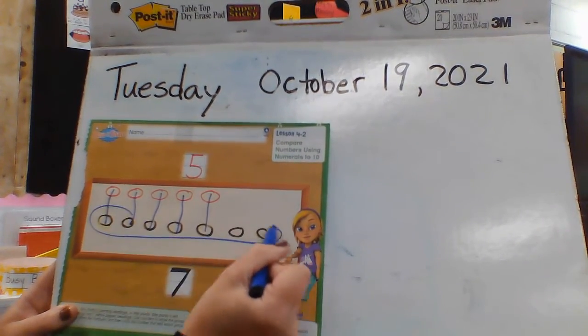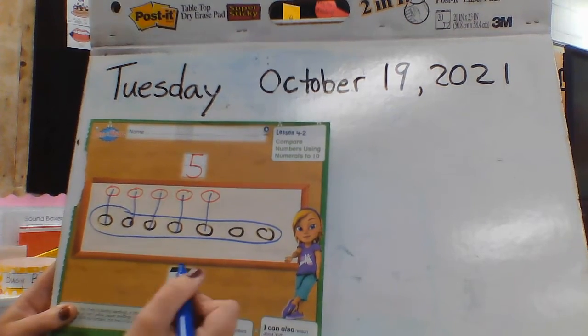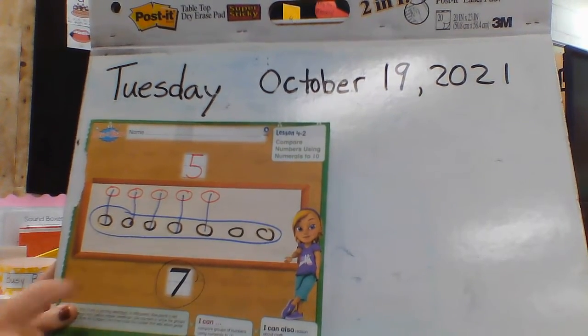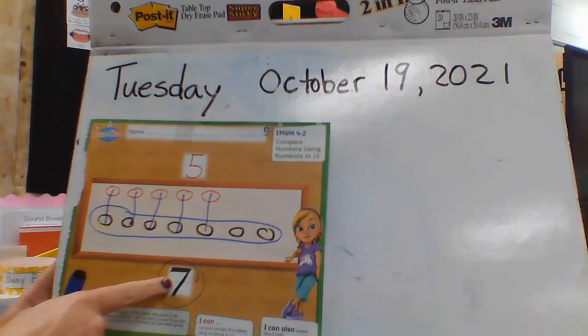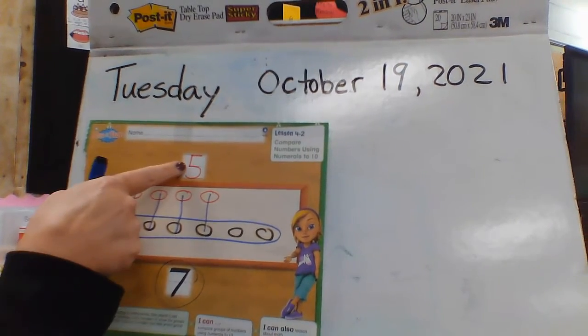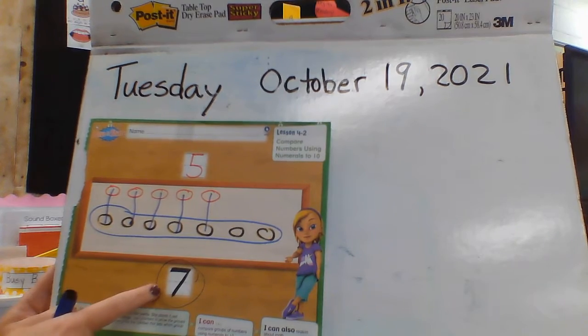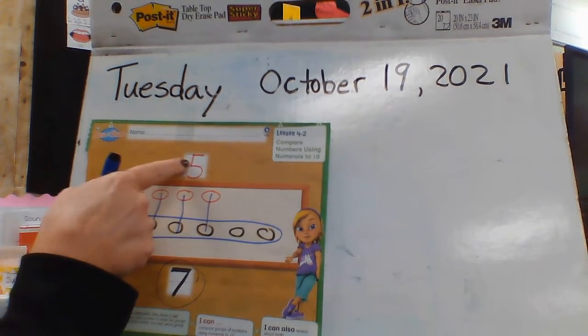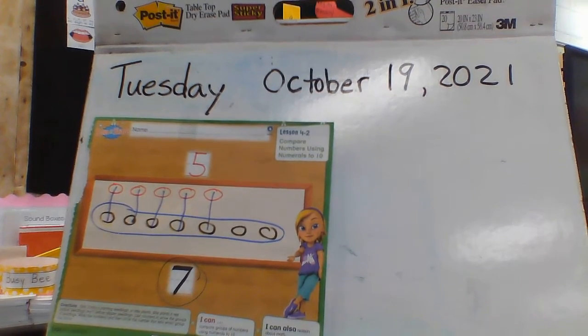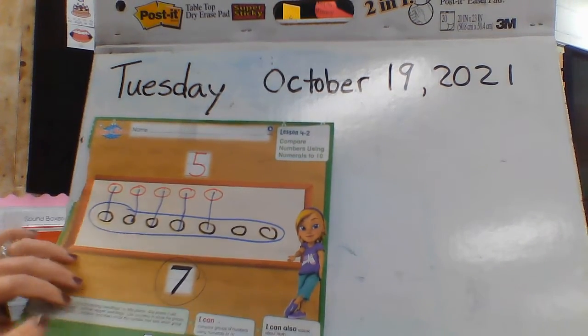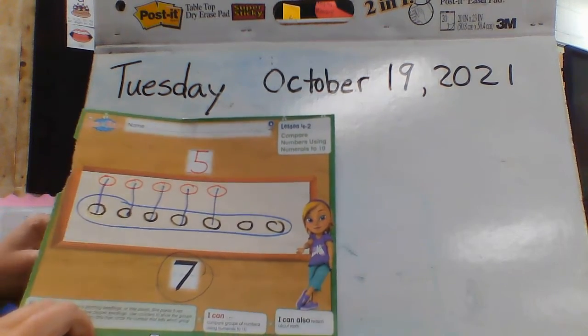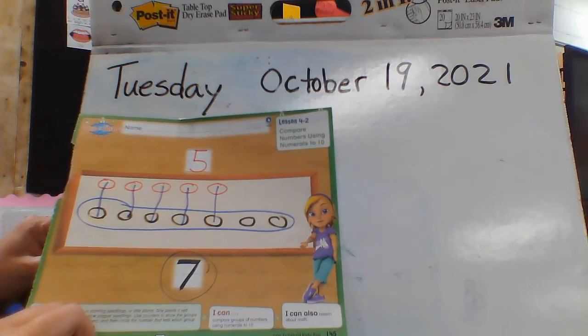So I'm going to circle it, and I'm going to circle the 7 because 7 is more than 5. Can you say that? Say it with me. 7 is more than 5. That means it has a bigger amount. All right, we are going to turn the page.